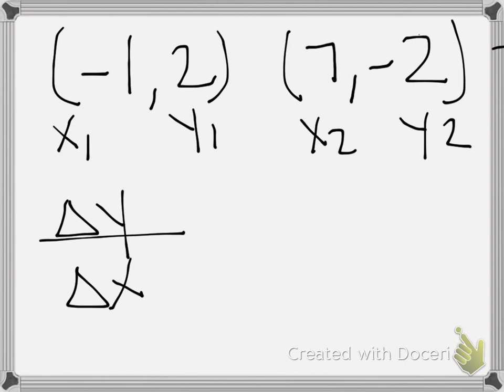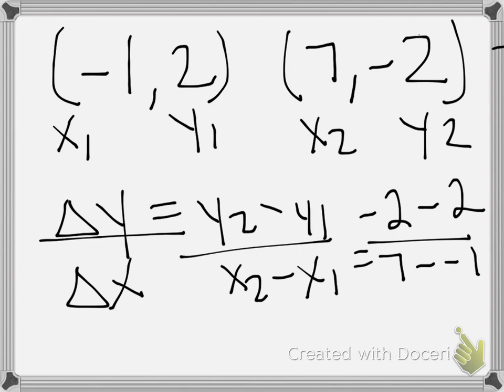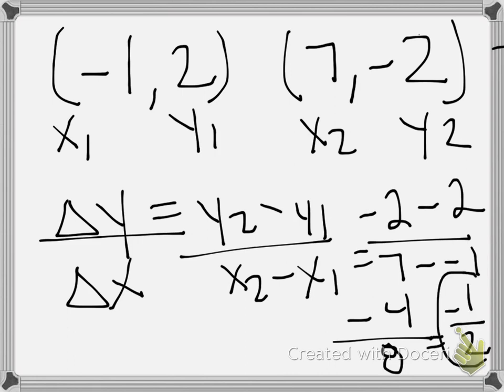So I like to do it as y2 minus y1 over x2 minus x1, or you can just subtract them, it doesn't really matter. The y's just have to go on top. So if I do it my way, -2 minus 2 all over 7 minus -1. And again, it does not matter which way you do it. So -2 minus 2 I know is -4. 7 minus -1 turns into positive, so it's -4 over 8, which is -1/2. So my slope of these 2 points is -1/2.